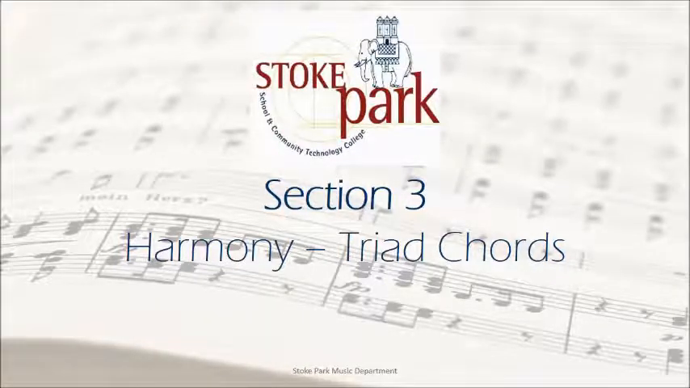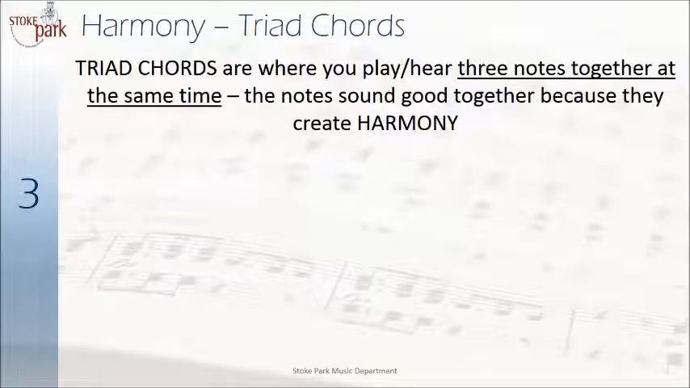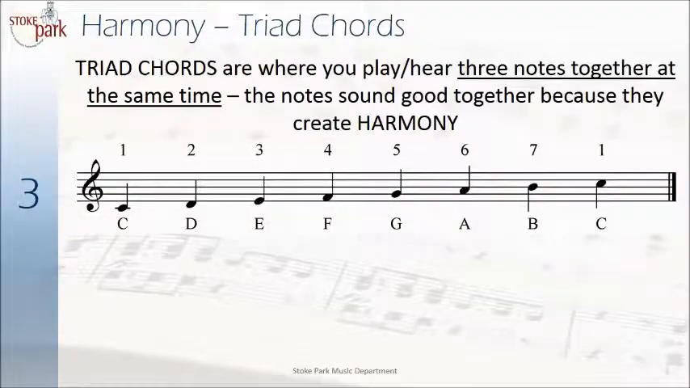Okay, last section, section 3, harmony, which just is about triad chords. So triad chords are where you play or hear 3 notes together at the same time, right? Triad, tricycle, triangle, 3. The notes sound good together because they create harmony. So here's a scale, a C major scale, just going from C to C.